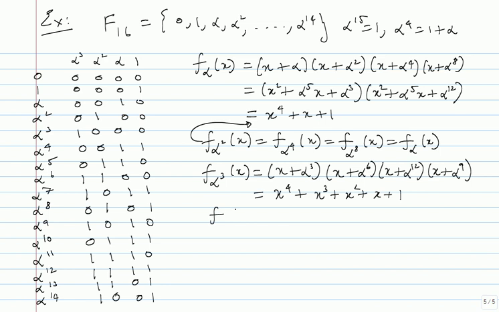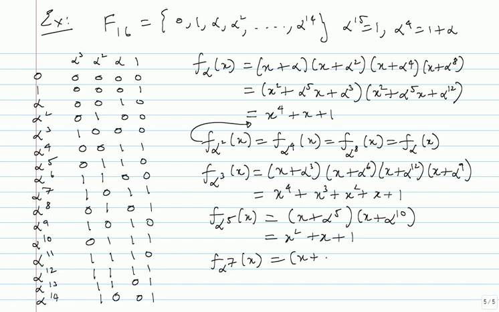So the next thing we have to find: alpha power 6 and 12 and 9 have already come for free. The next thing to find is alpha power 5. If you do this, it will be alpha power 5 and then alpha power 10. The next thing would repeat, and this will simplify as x squared plus x plus 1. The next thing to find is alpha power 7. This will work out as x plus alpha power 7.